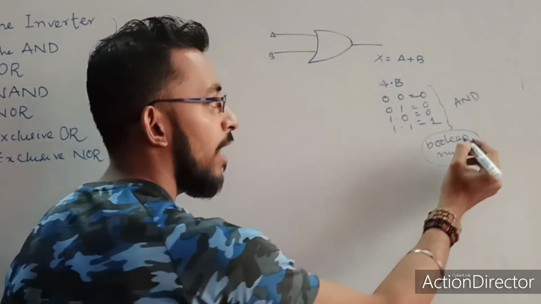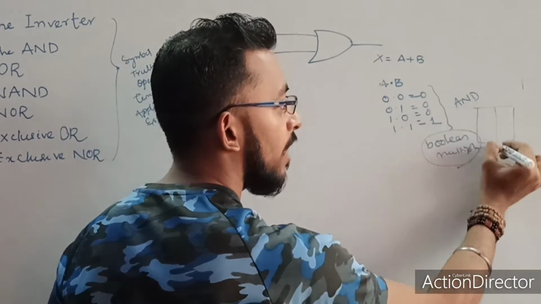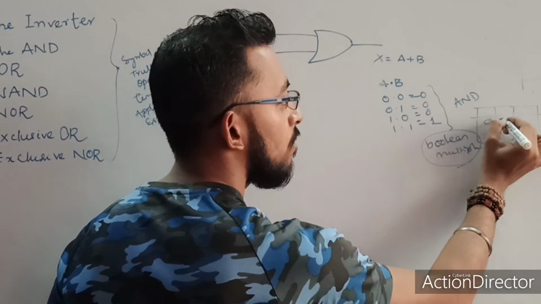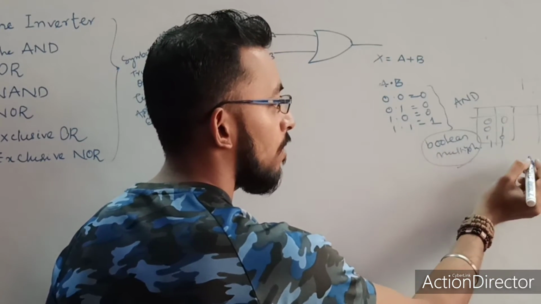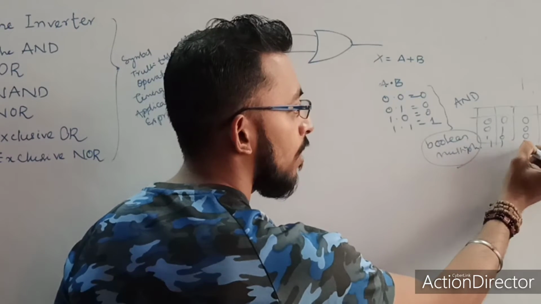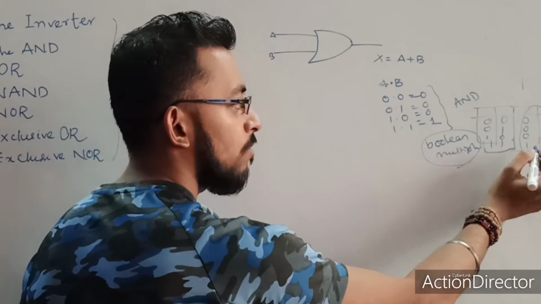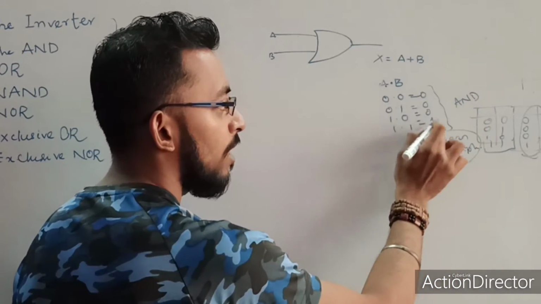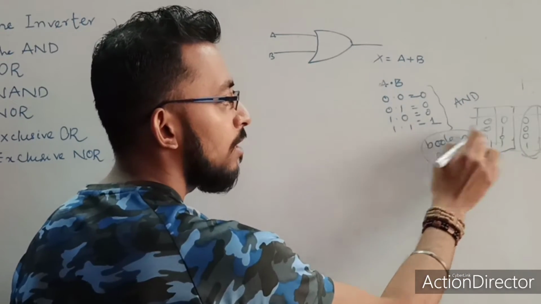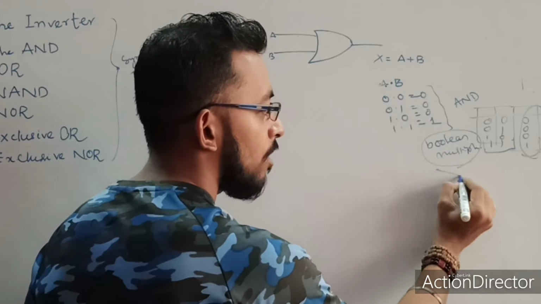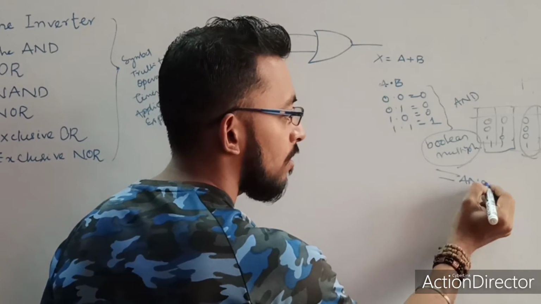If you remember, what is my AND gate output for the two inputs A and B? For 0 0, 0 1, 1 0, 1 1, what was my output? 0 0 0 1. This was the case. You see, this is the output of my AND gate, and this is from the Boolean multiplication. So you see, both are equal. It means Boolean multiplication is the same as the AND operation.